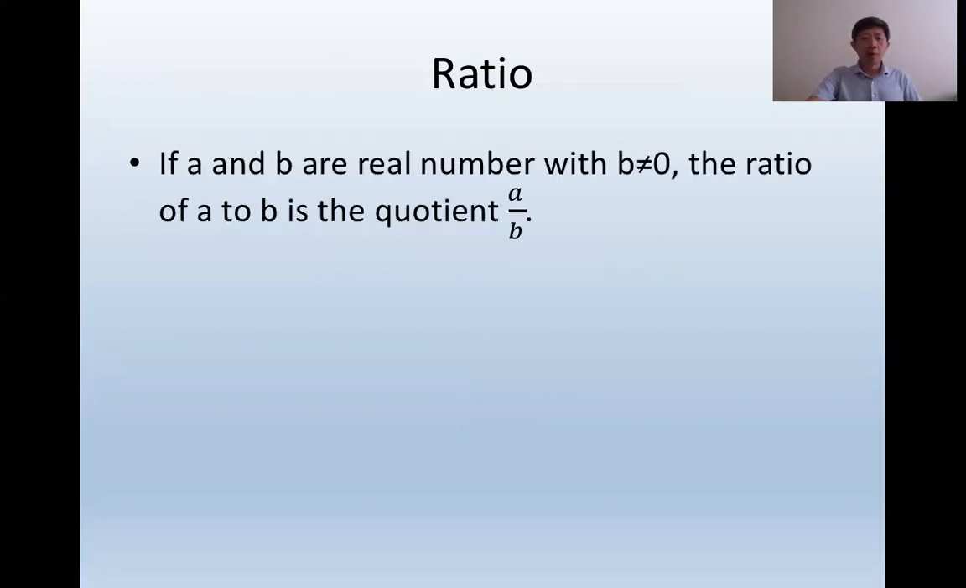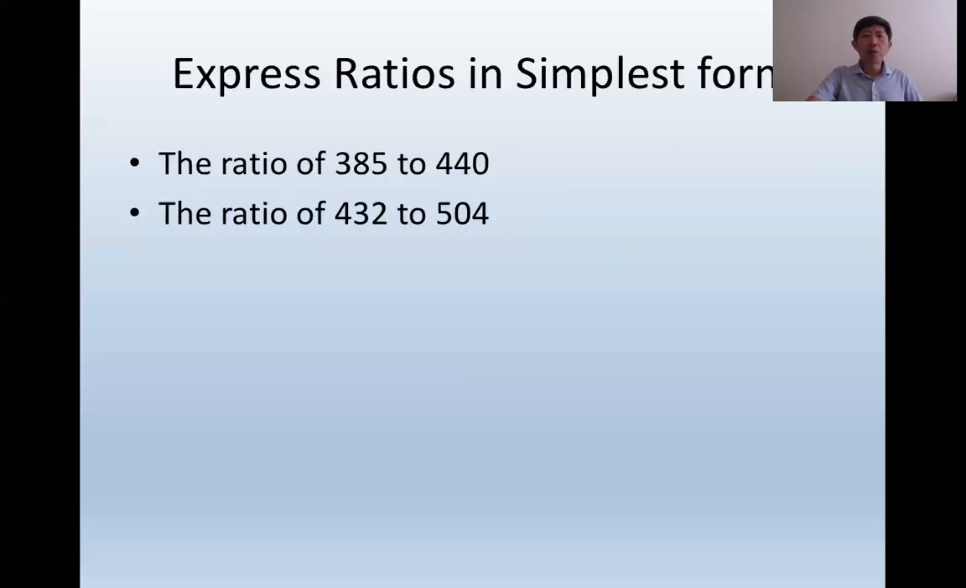All right. Now, what about expressing the ratio in the simplest form? Okay, the ratio of 385 to 440. So we have 385 over 440, and I have to find the simplest form. This is not the simplest form because I still can reduce, right? Okay, 440, not 400, 440.